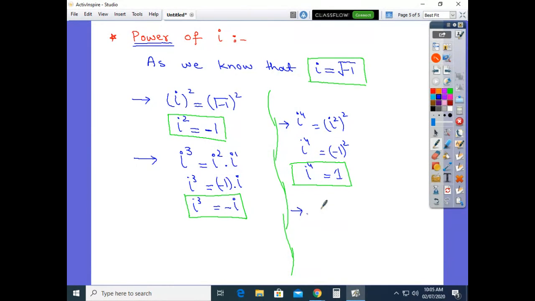That is, iota 5 can be written as iota 4 into iota, and iota 4 is equal to 1, so it becomes only iota. We can write iota 5 as iota. These are the powers of iota. Similarly, if we take iota 6, iota 7, iota 8, and so on up to iota 99, iota 100, these are all the powers of iota. Now, we move on to the next topic.